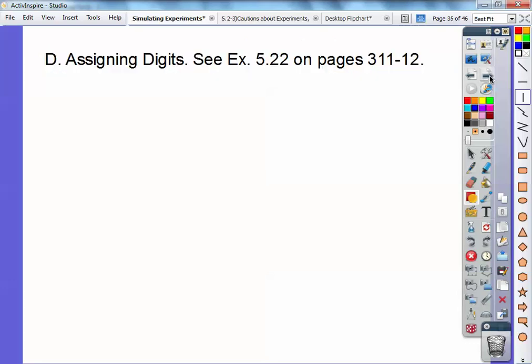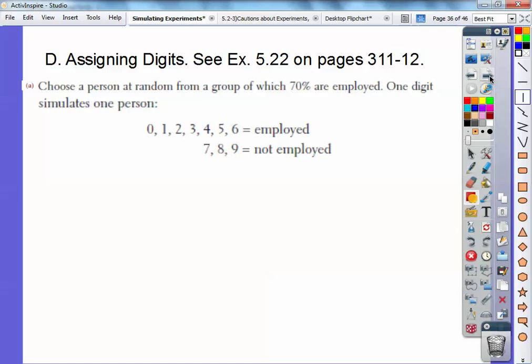Okay, here's section D, and this is going to be assigning some digits. From here, I'm just going to show you how to use table B to assign digits. Some more examples here. Okay, so this is letter A. Sorry, my A got squished away over there. Choose a person at random from a group of 70% who are employed.